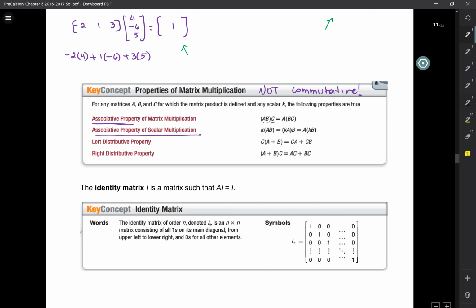Left distributive property will work, so if you have C times A plus B, you could do CA, CB, or you could do it this way, CA, CB.